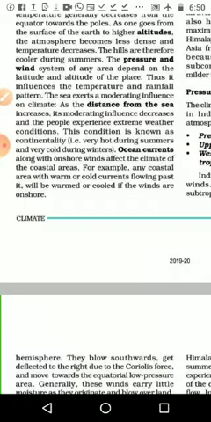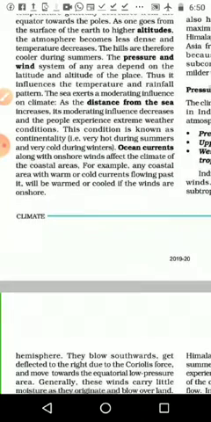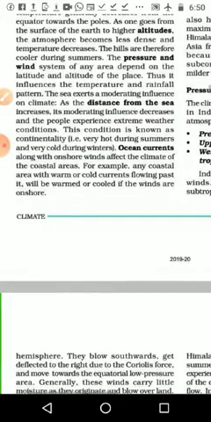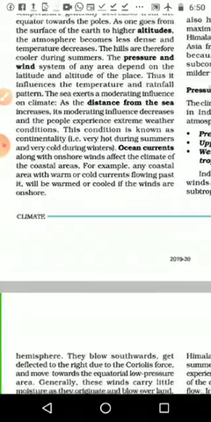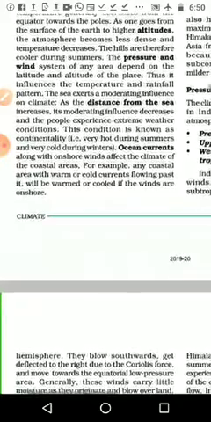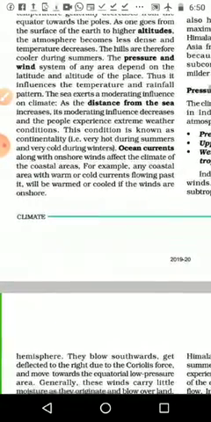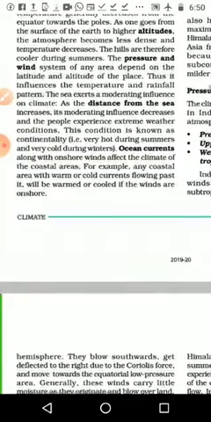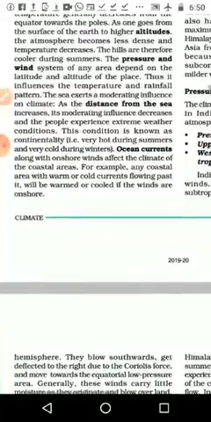For example, any coastal area with warm or cold currents flowing past it will be warmed or cooled if the winds are onshore. If a warm current is going past an area, that coastal area will be hotter, and where a cold wind is passing, that area will be a little cooler.